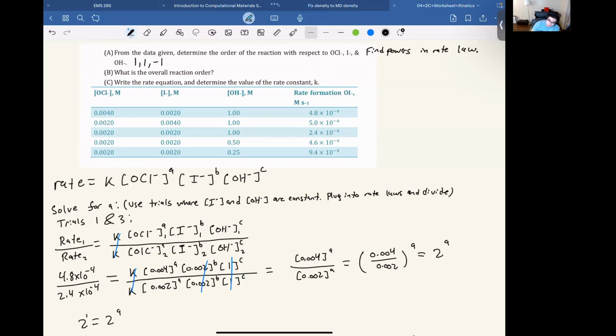Because what is the overall reaction order? You just add the powers and you get 1. 1 plus 1 plus -1. C says write the rate equation and determine the value of the constant K. So for this one, we get rate is equal to K times the concentration of OCl minus times I minus times OH minus to the -1 power. Then you can plug in any one of these trials. I'm just going to plug in the first trial.